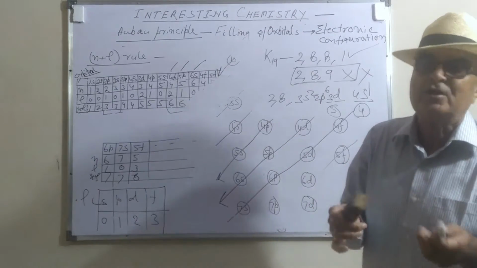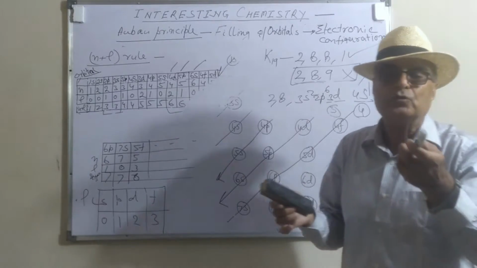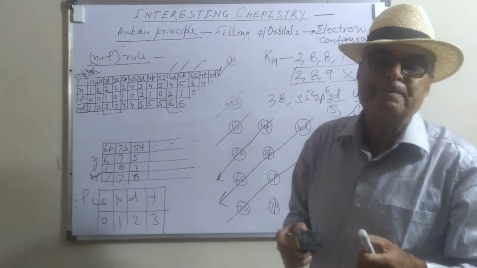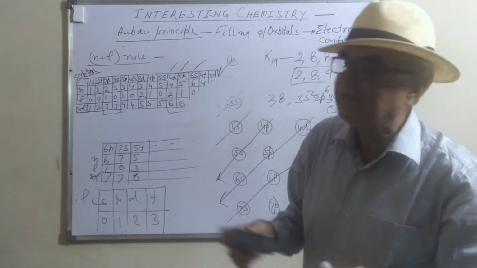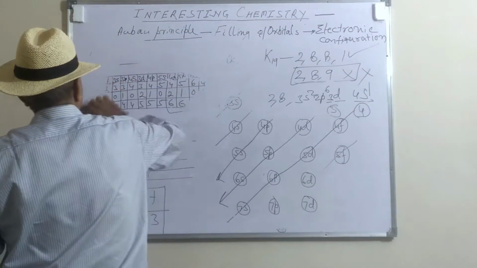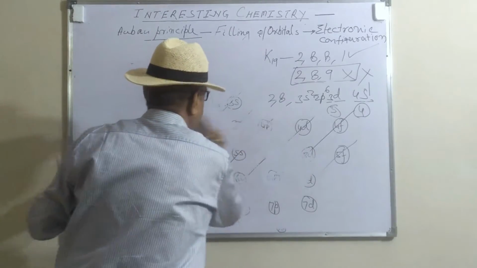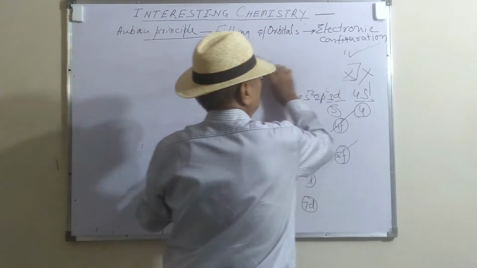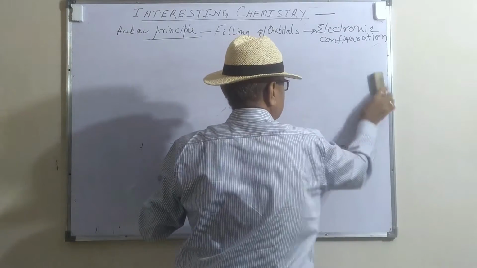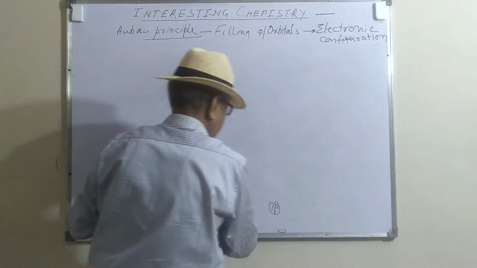So now I am giving you the fourth, that is, half-filled and fully filled orbitals. Suppose I ask you that nitrogen is present in the atmosphere.